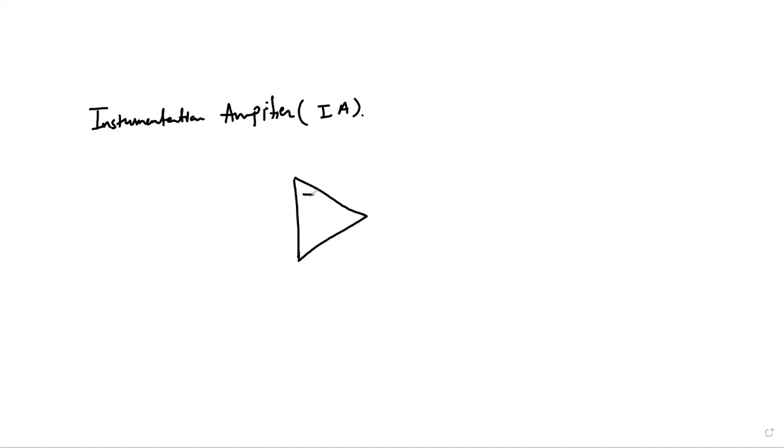So let's continue with the instrumentation amplifier. Let's call it an IA. What we have here consists of three operational amplifiers, right over here, as we see.